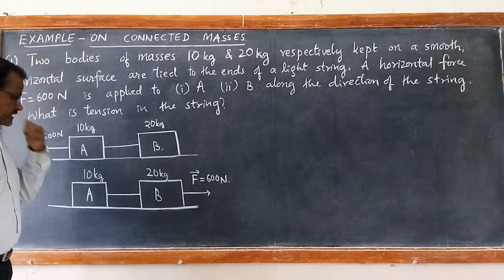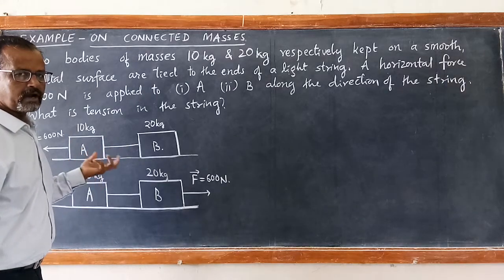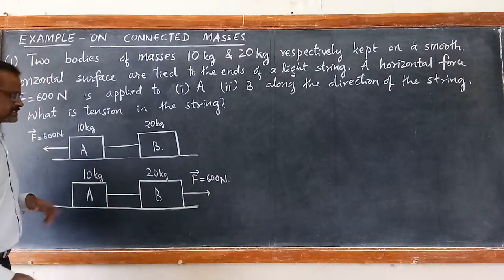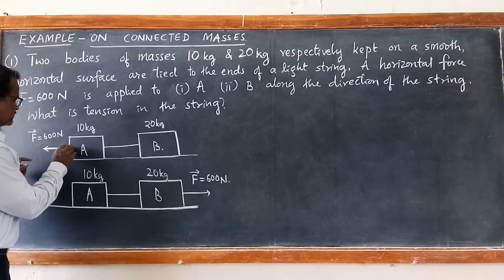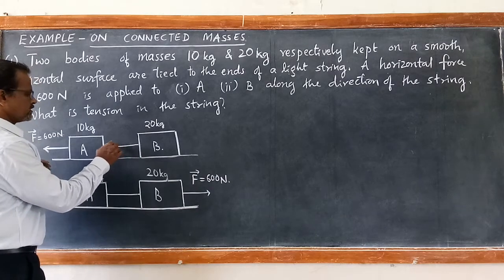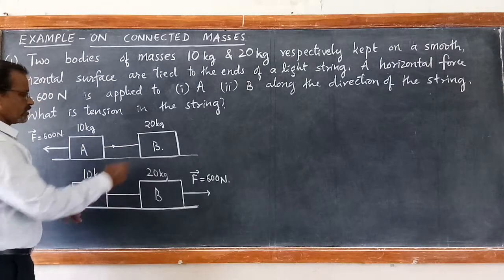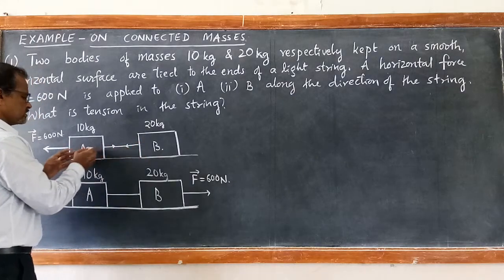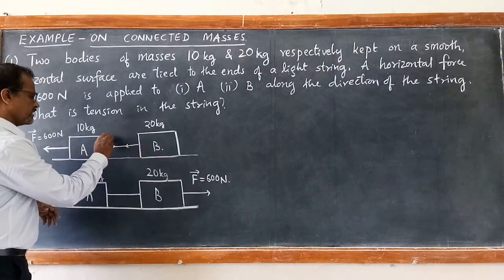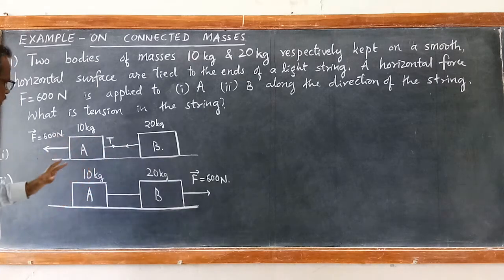See here, tension is the force that is acting along the length of the string. Let us see the first case. In the first case, if this is the direction of the applied force towards the left side, the tension in the string will be towards the right side, in the opposite direction. So for B, tension will be towards A. We are interested in finding this tension T. To find the tension T, we need to refer to this free body diagram.